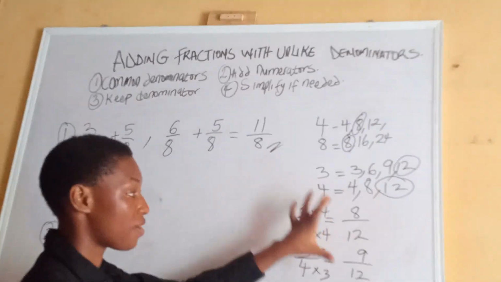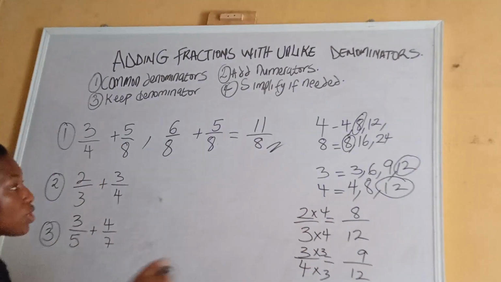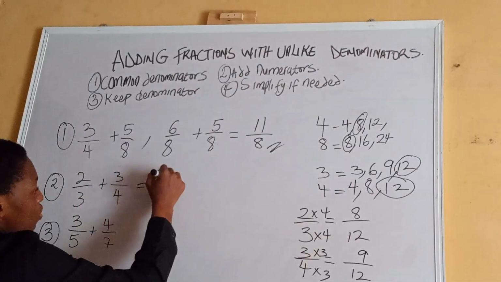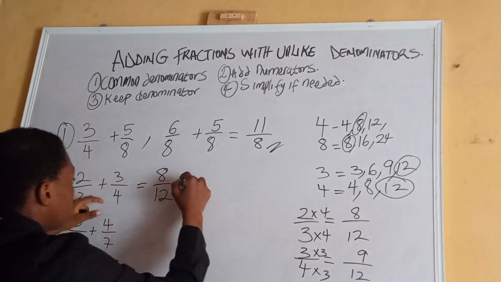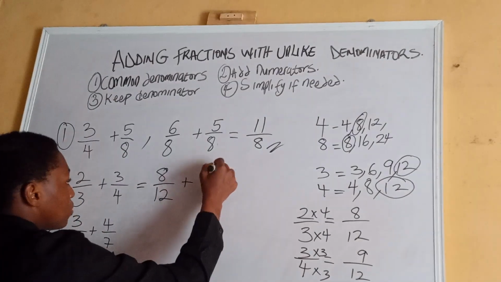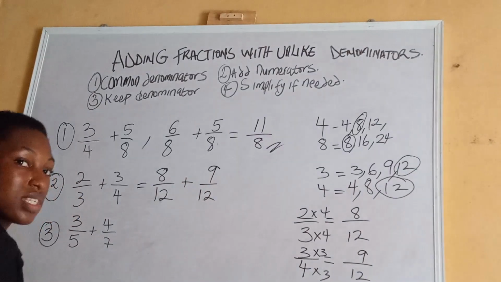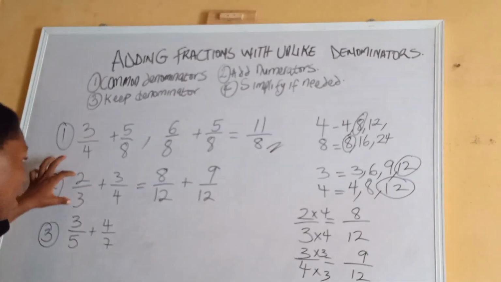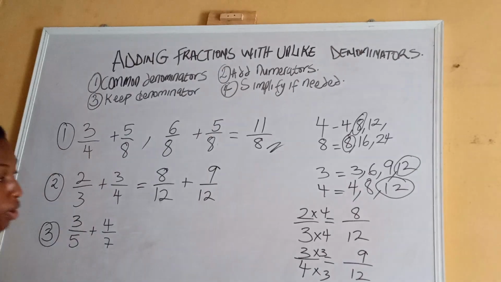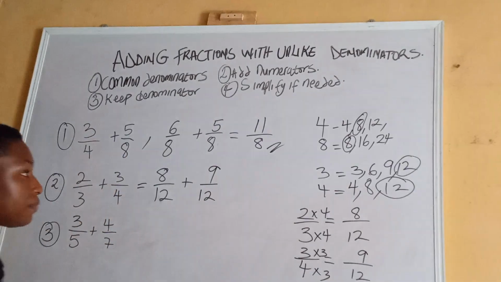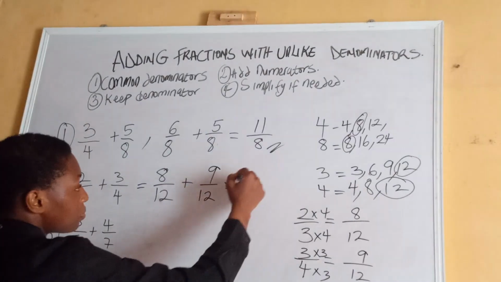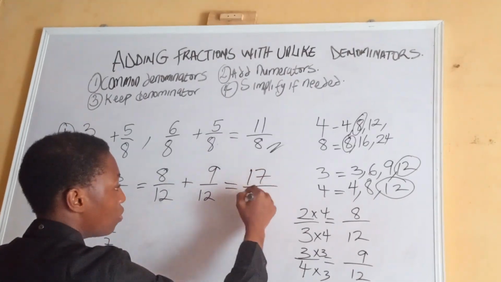Now you see, these equivalent fractions that we have found are what we are going to add together. The equivalent of 2/3 is 8/12, plus the equivalent of 3/4, that's 9/12. Remember, I'm not mixing up the fractions. When I have 2/3, I found the equivalent, which is 8/12, and put it there. Plus 3/4, I found the equivalent, that's 9/12. So if I add this, 8 plus 9 is what? That is 17 all over 12.